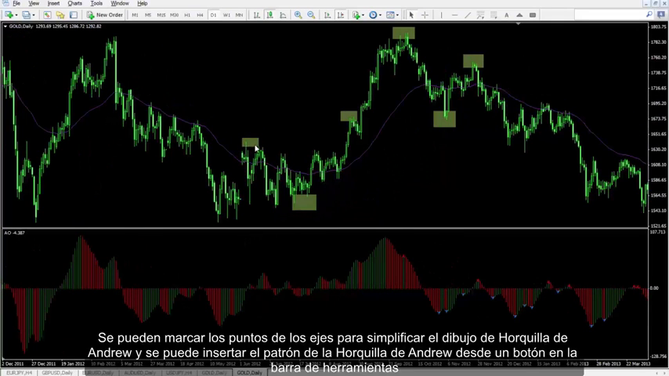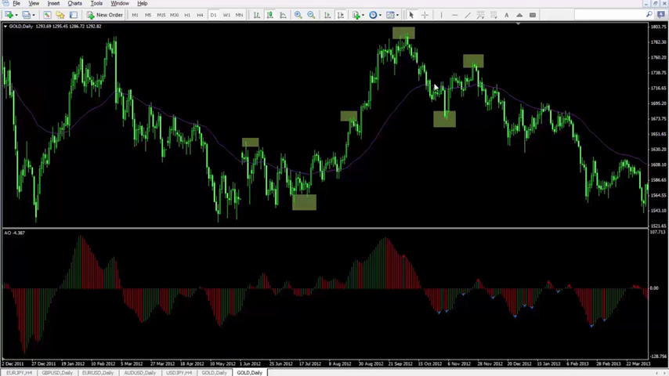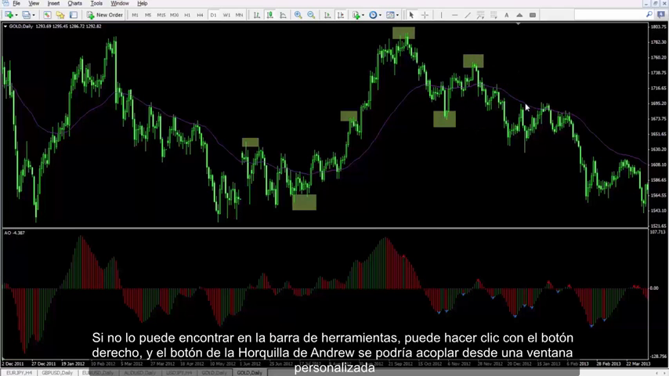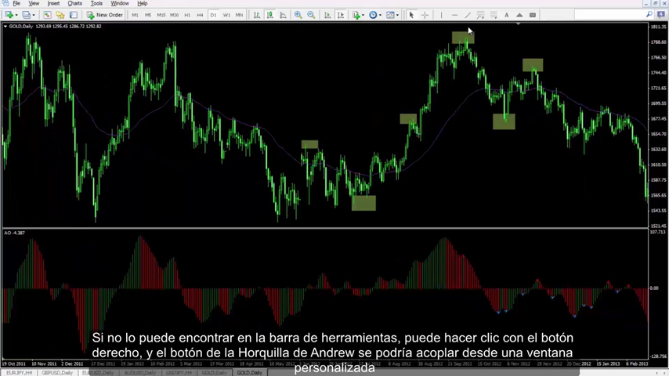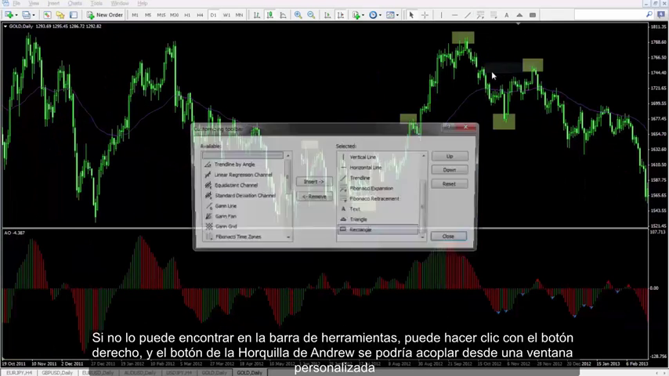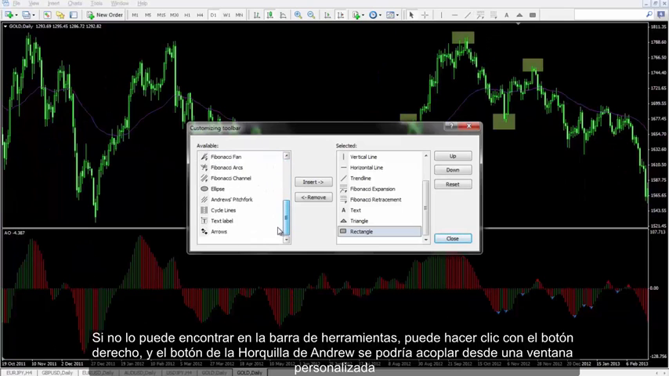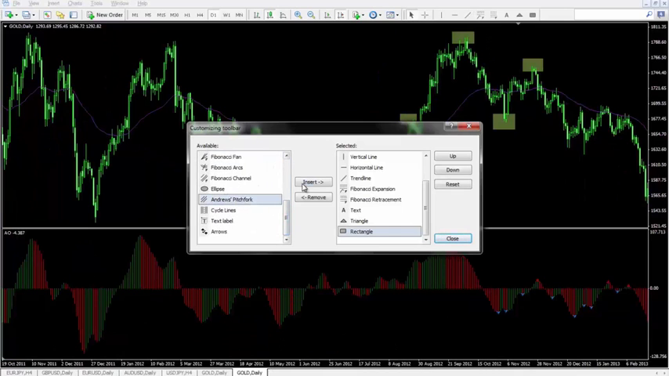The pivot points can be marked by a trader to simplify drawing Andrew's pitchfork. The Andrew's pitchfork pattern can be inserted from a toolbar menu. If a trader cannot find it on the toolbar, then he or she can right-click on the toolbar. The Andrew's pitchfork button can be attached from a customized window.